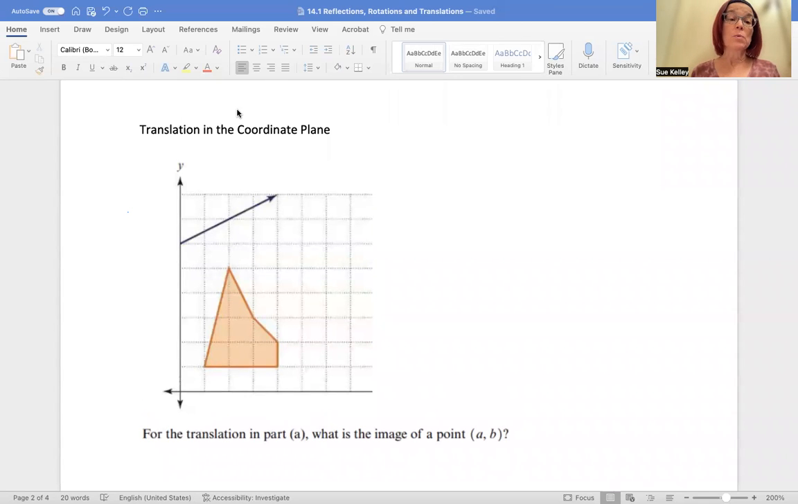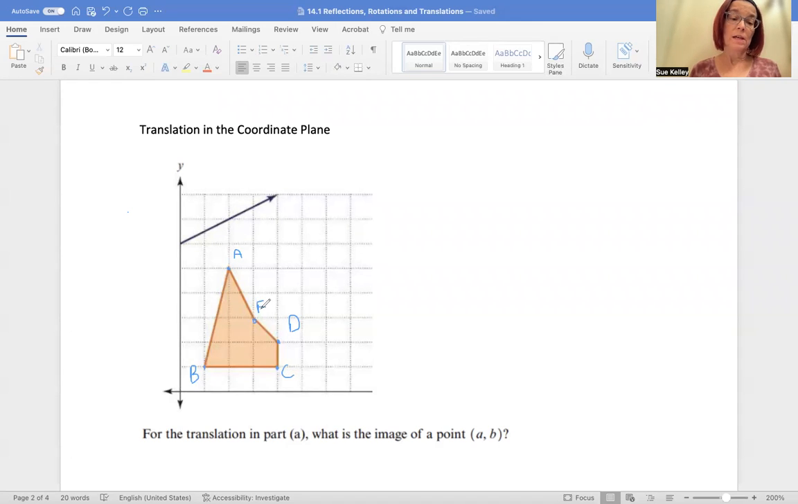So the first thing we're going to do is label the vertices of our shape. You can label it in any way you want. I'm just going to call that A. I'm going to call this B. I'm going to call this C, D, and E.